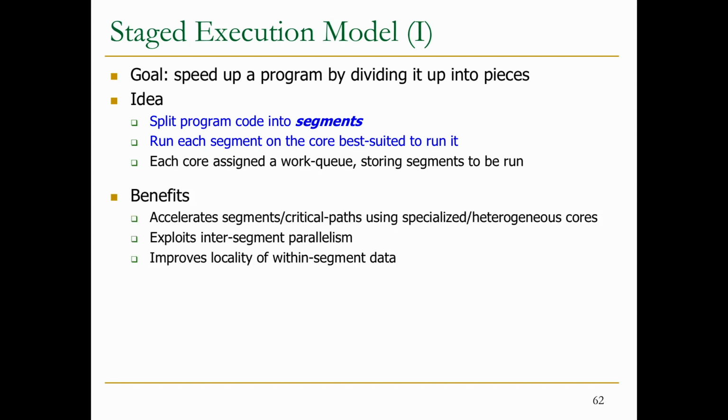Clearly, there's a lot of benefits. For example, you can accelerate segments or critical paths using specialized or heterogeneous cores. You can exploit inter-segment parallelism this way because different segments are executed in different cores. And as we discussed, you can improve the locality of within segment data. If you have a segment and it's touching a lot of data, that locality is improved because that segment is always executing on that core. Like the critical section is always executing on the large core. So you improve the locality of that segment. Non-critical section is always executing on the local core, so that locality is always good. But when you communicate between the non-critical and the critical, that's where the locality becomes bad.